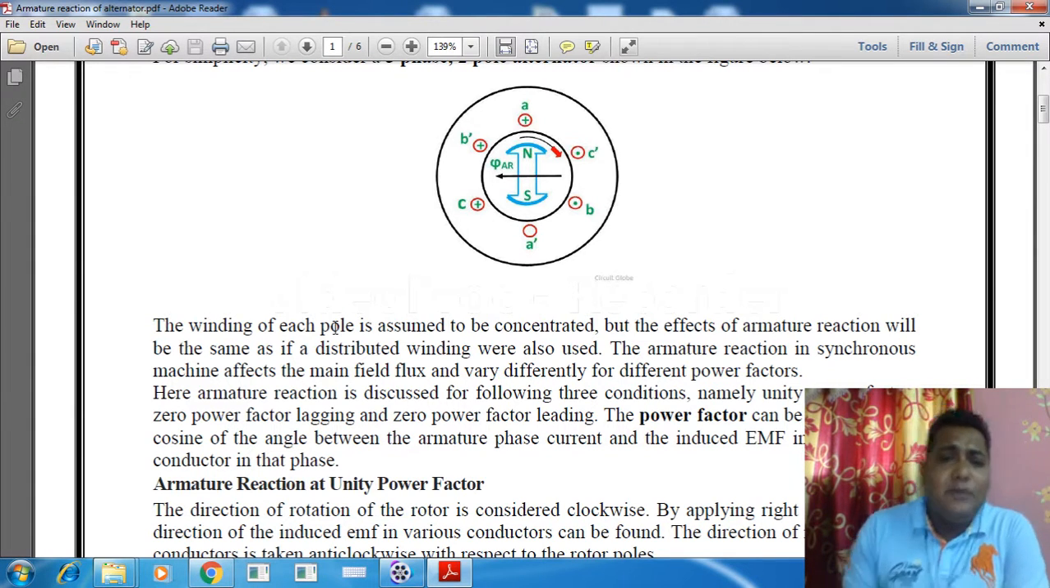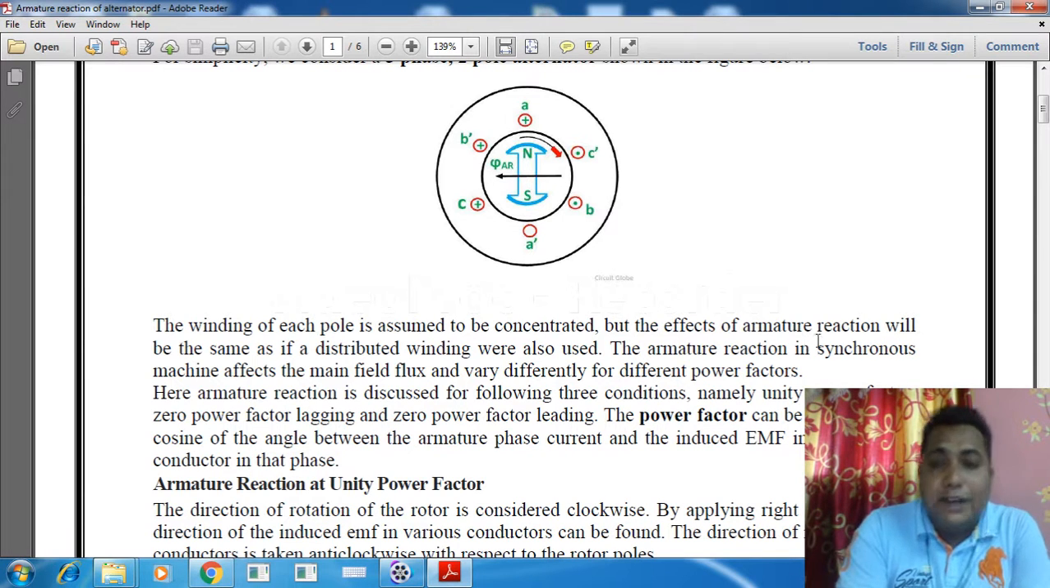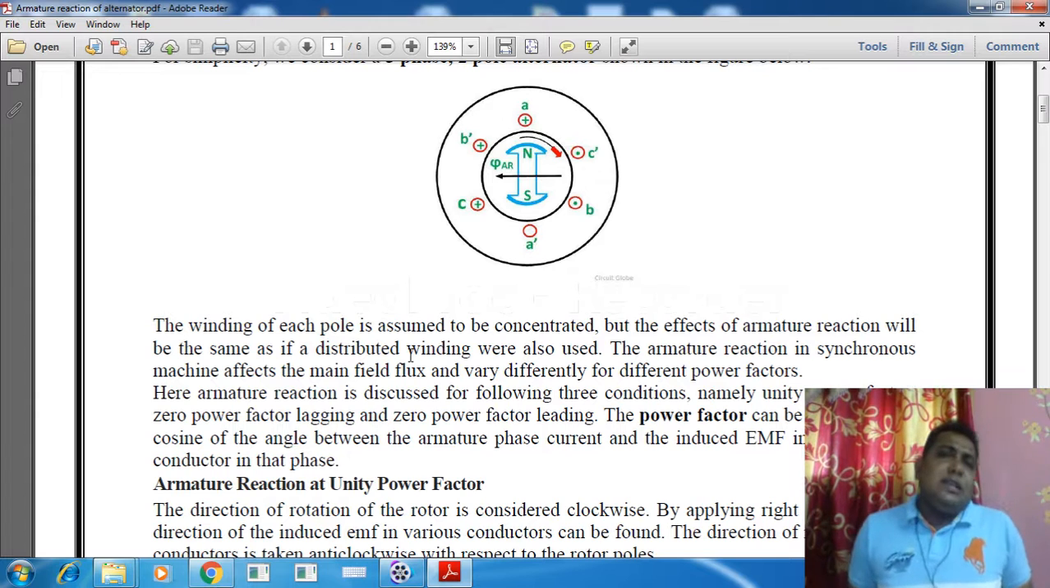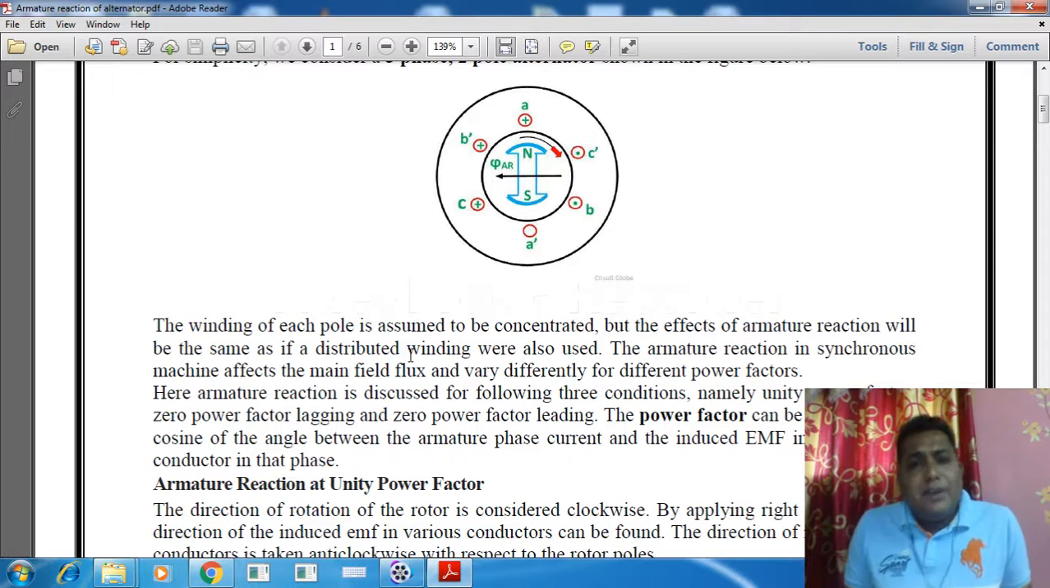The winding of each pole is assumed to be concentrated, but the effect of armature reaction will be the same as if a distributed winding were used. So we are considering that whatever three phase windings are there, those are concentrated, but the effect of armature reaction will be the same if a distributed winding is present.